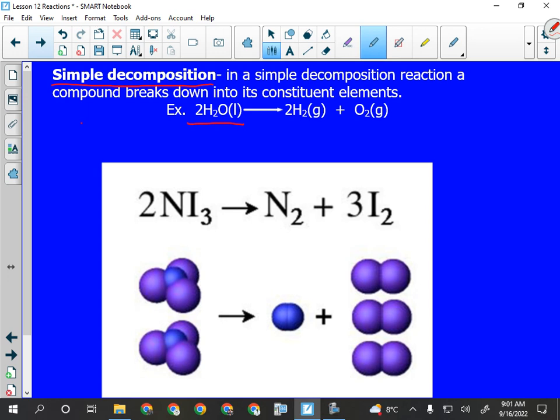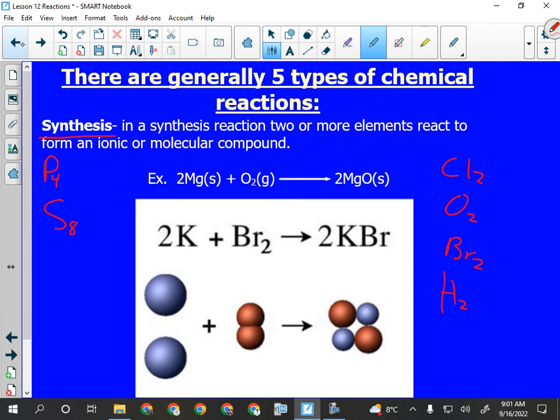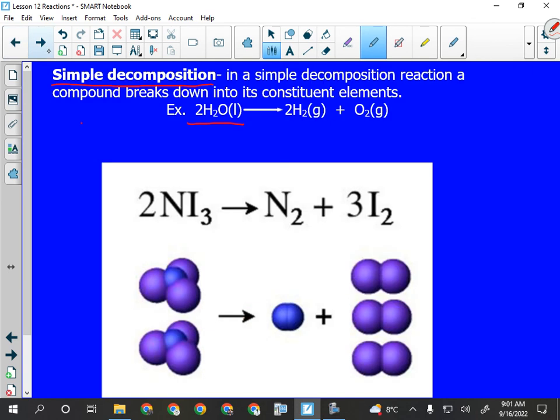For example, synthesis reactions always start with 2 elements, so it's easy to tell. Decomposition reactions always start with 1 compound, so they're easy to identify.